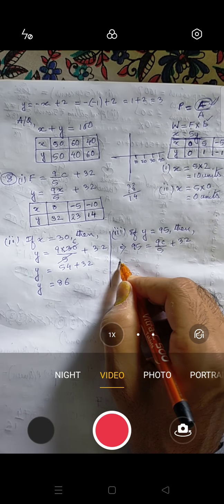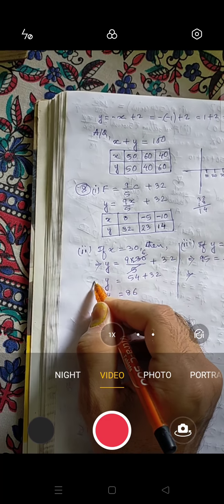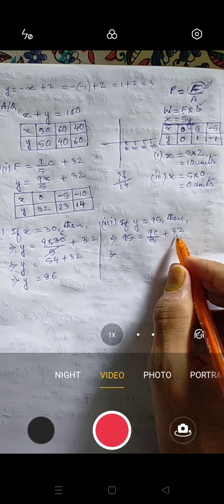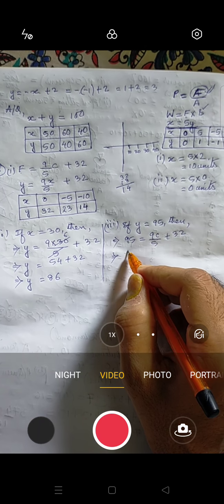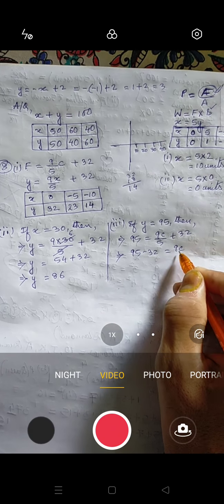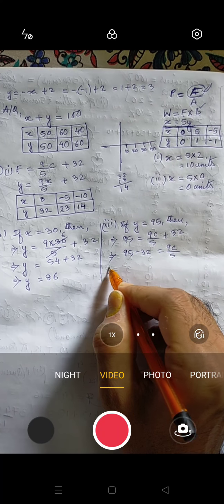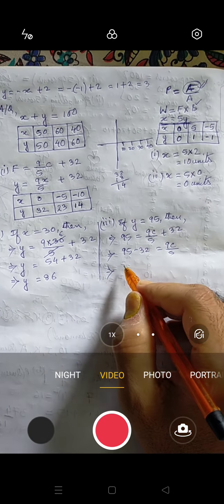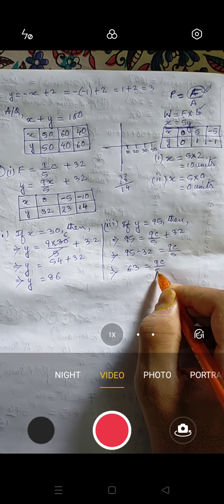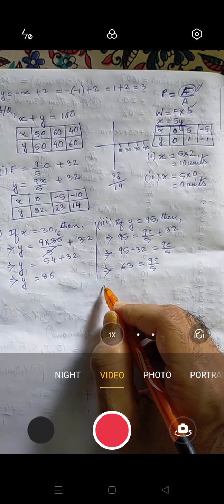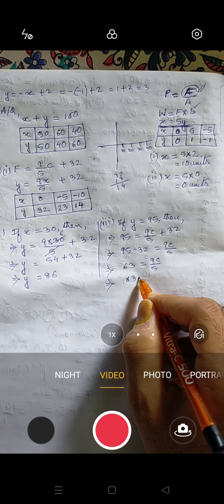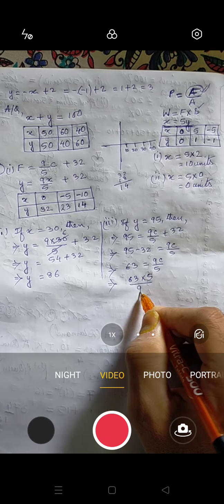Oh, I forgot to give implies here also. So this 32 will be transferred here. That can be written as 95 minus 32 equals 9c by 5. Now if you subtract this, you will have 63 equals 9c by 5. Now next line, if you need to find c, you can write 63 into 5 by 9 equals c, correct?